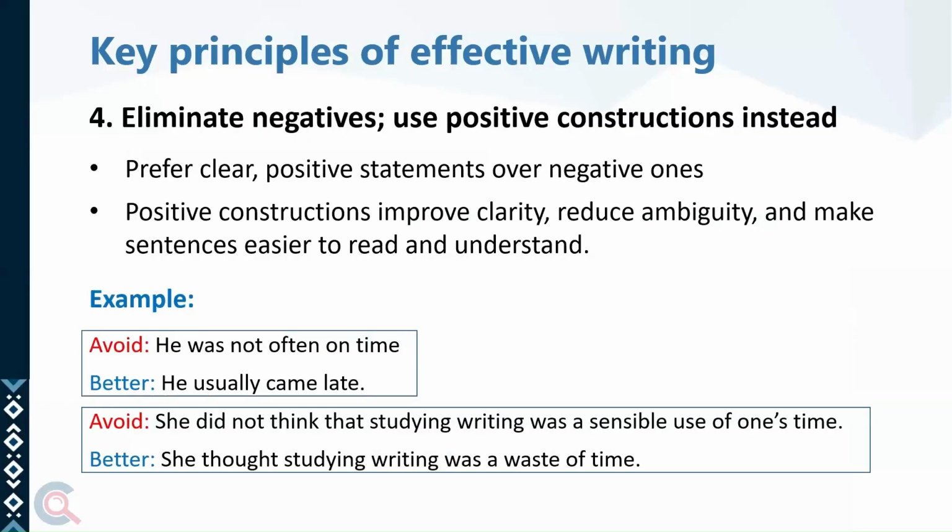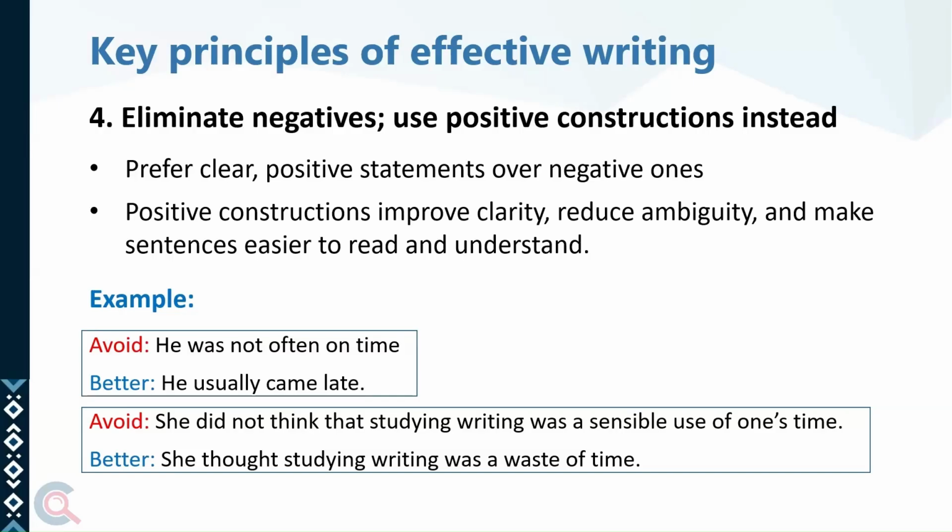The fourth key principle that we're going to look at is eliminate negatives and use positive constructions instead. Positive statements are clearer over negative ones. When we use positive constructions, it improves the clarity, reduces ambiguity, and makes sentences easier to read and understand. Every sentence can be written in the negative form or the positive form.